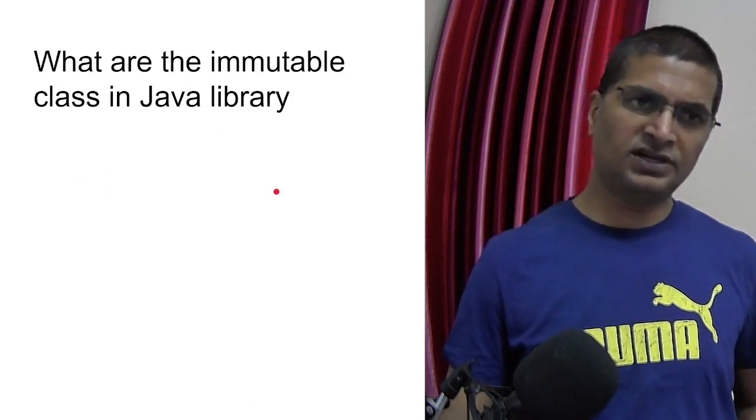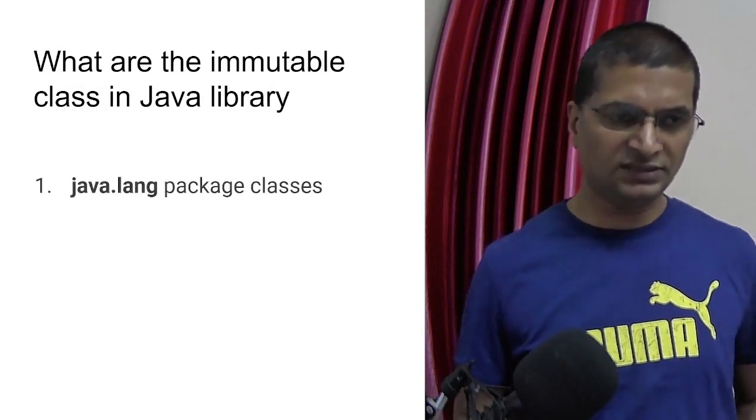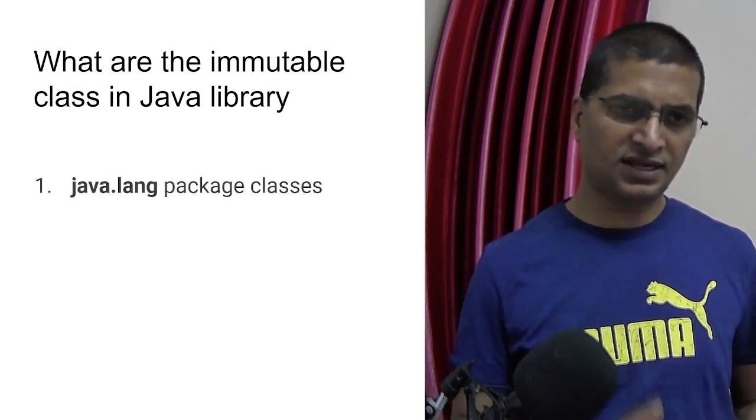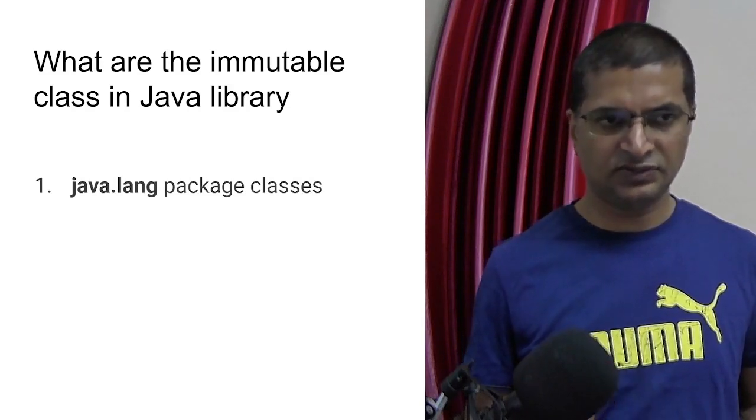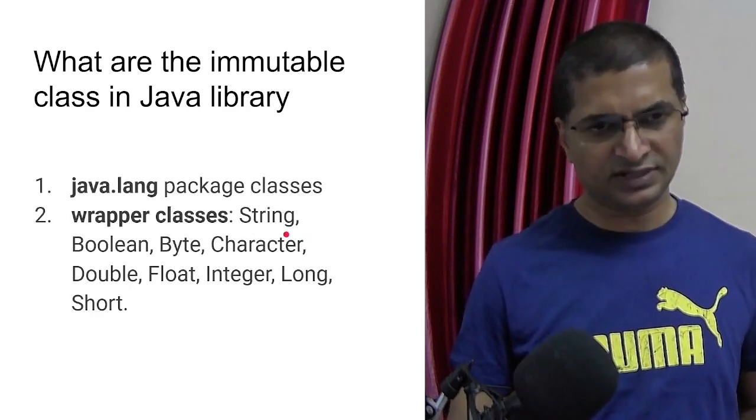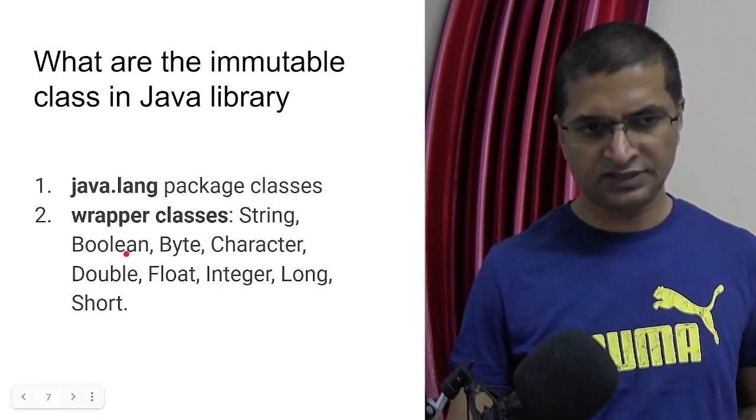So what are the immutable classes in the Java library? The answer is various classes. There are any number of classes in Java which are immutable. All the wrapper classes are immutable: String, Boolean, Byte, Character.